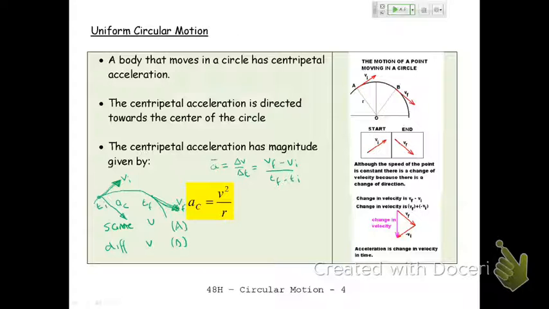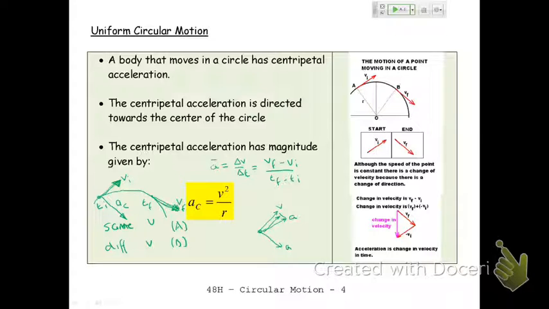So, if I have an acceleration in that direction and a velocity in that direction, what will happen to the speed of my object? It will speed up, won't it? The direction will change, but it will also go faster and faster and faster. Why? Because there is a component of that acceleration in line with the velocity, and Vf equals Vi plus At.